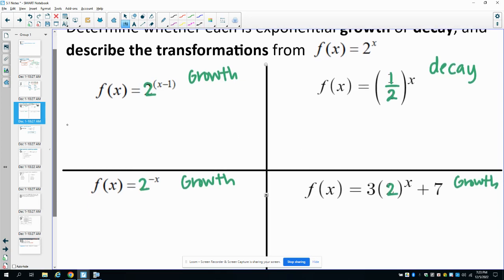So then let's describe the transformations. So in this first one, we see it's got the same base as the parent function, and then it's got a -1 up here inside of the function. So that's going to be a number that impacts the domain. So this is going to be a horizontal shift.